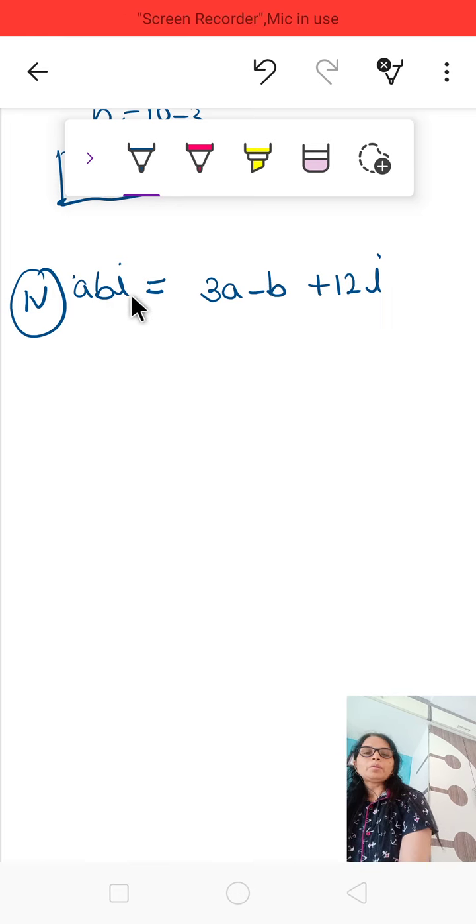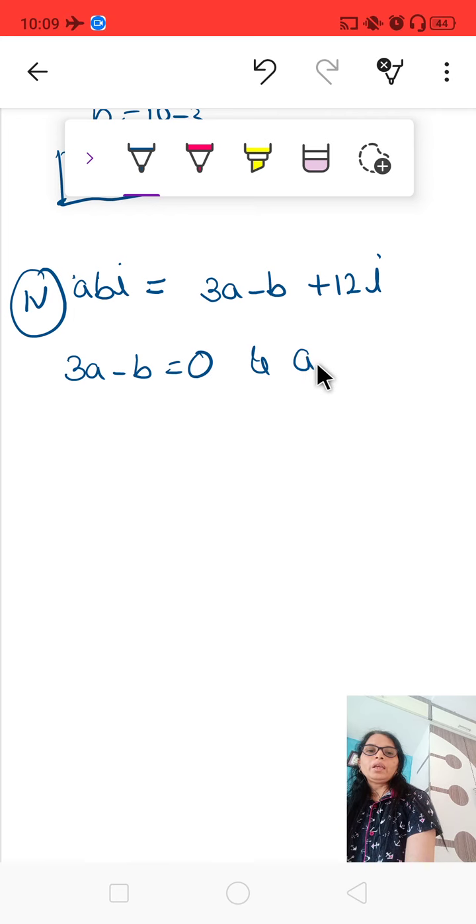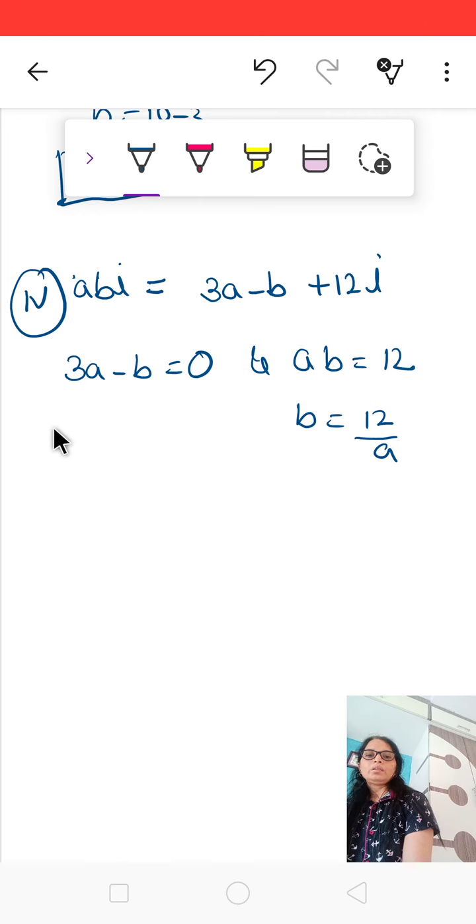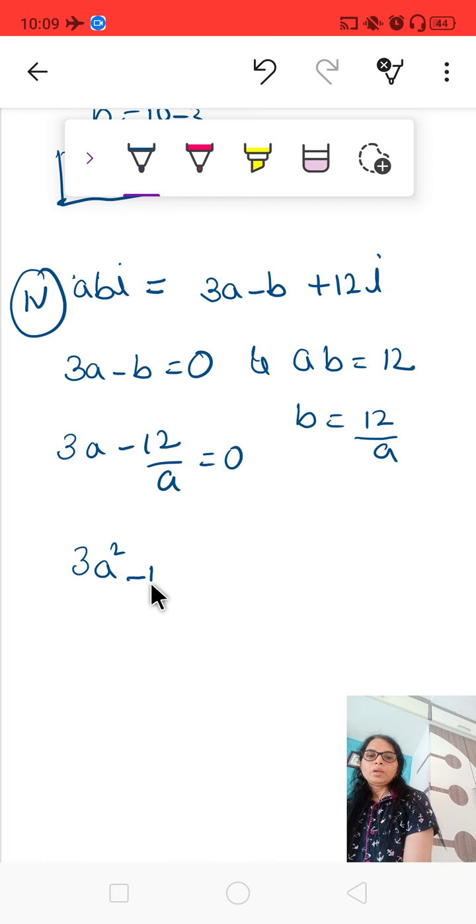Let us compare. अब यहाँ पे तो रियल पार्ट है ही नहीं ना, so you can write here 3a minus b is equal to 0 because the real part is not there, and ab is equal to 12. So here you can write b is equal to 12 upon a, and just substitute the value: 3a minus 12 upon a equal to 0.